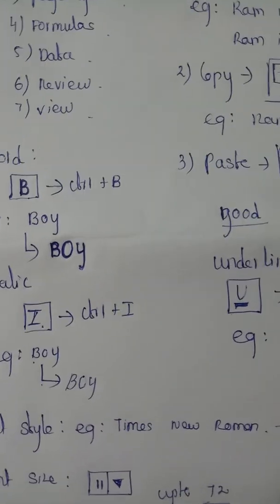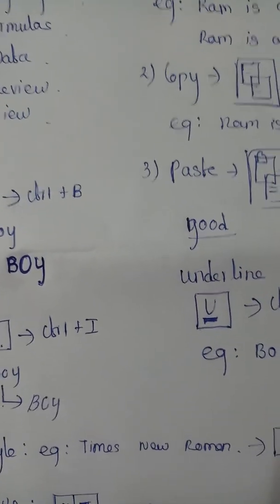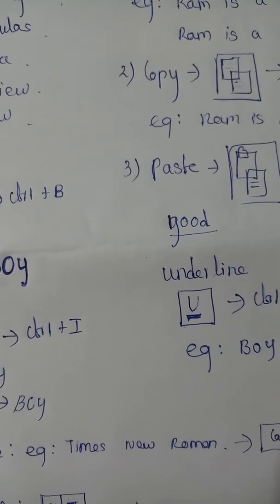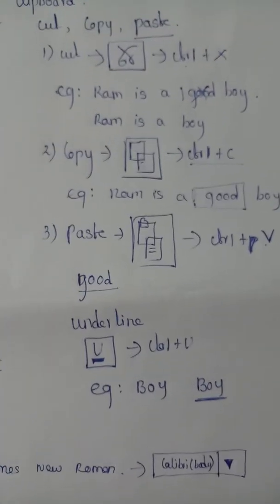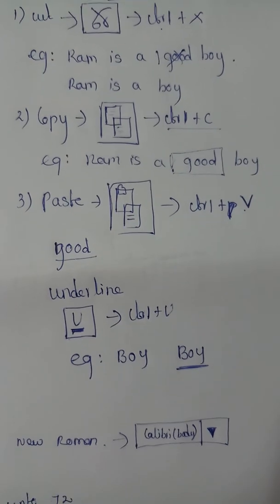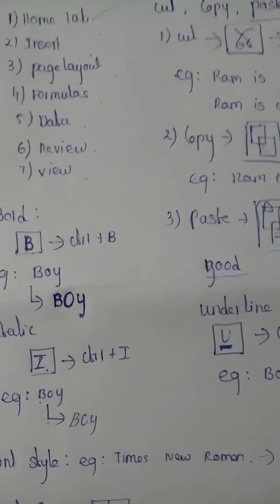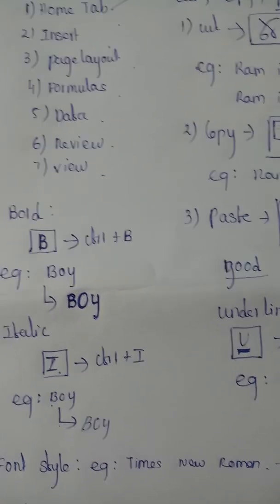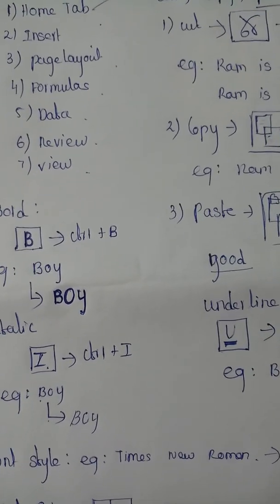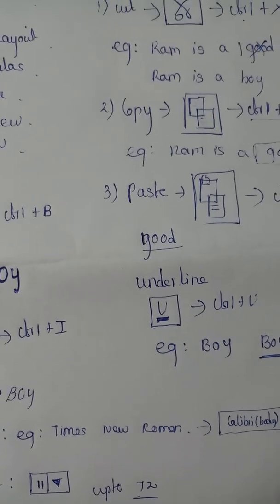Okay, so what is the shortcut key for cut? Ctrl plus X. Shortcut key for copy? Ctrl plus C. Paste is Ctrl plus V. For bold, Ctrl plus B. Italic is Ctrl plus I. And underline is Ctrl plus U.